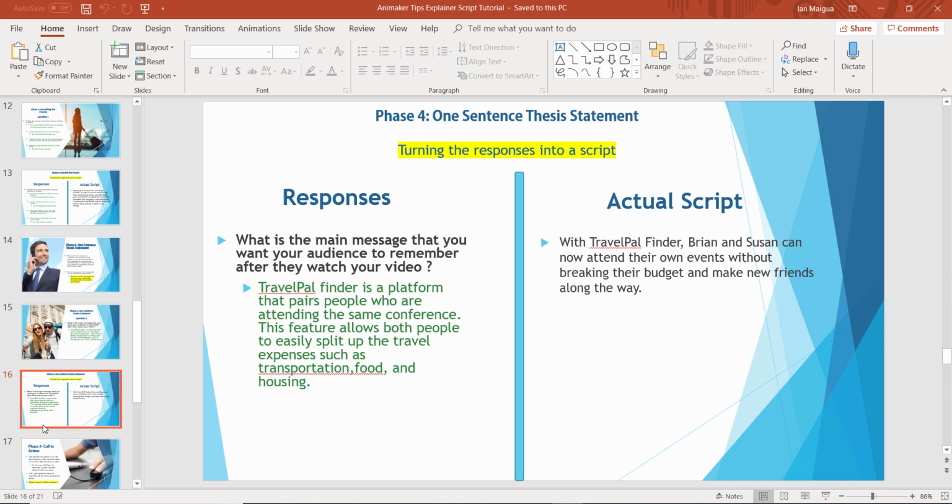Now, I simply said, with Travel Pal Finder, Brian and Susan can now attend their own events without breaking their budget and make new friends along the way. The good thing about this sentence is it's more condensed. I'm able to show the main goal in a more condensed sentence. So after completing this step, the last step is to simply create our call to action.